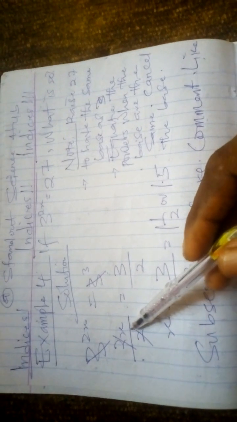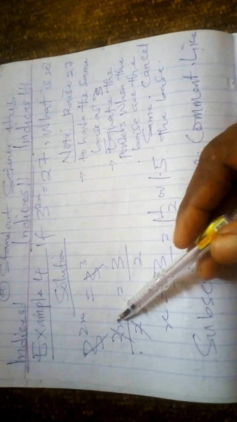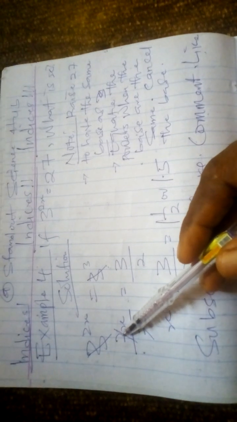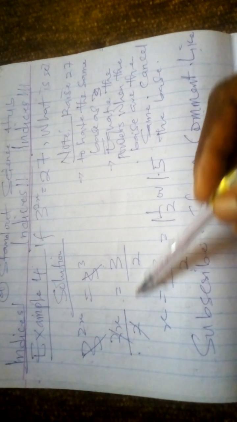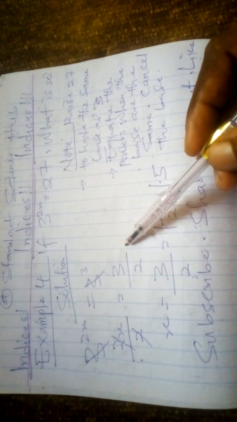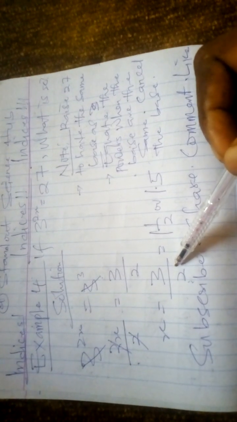So for you to make x the subject, you will divide both sides by the coefficient of x. The coefficient of x is this number that is with x. So you divide both sides by 2. So these 2 will cancel these 2. You have 3 divided by 2. Now, you change it again, improper fraction, to a mixed fraction. Or you can write it in a decimal form.